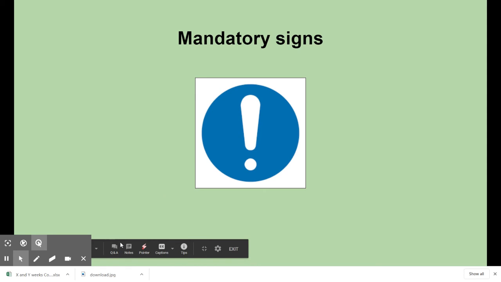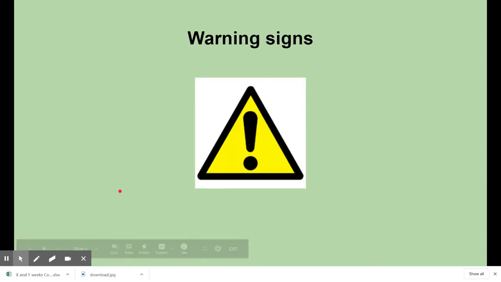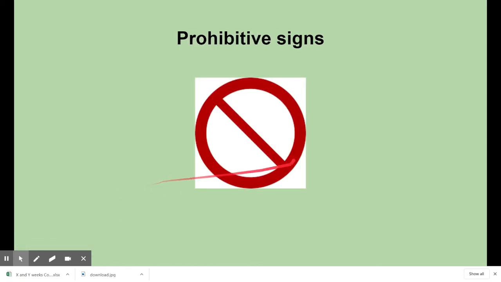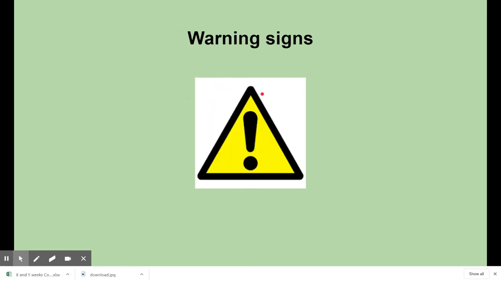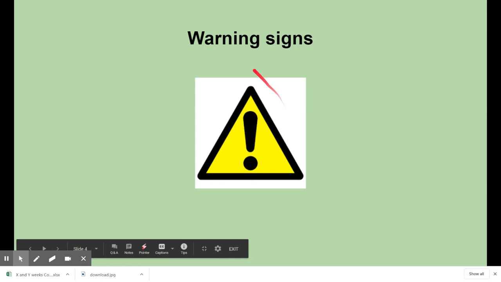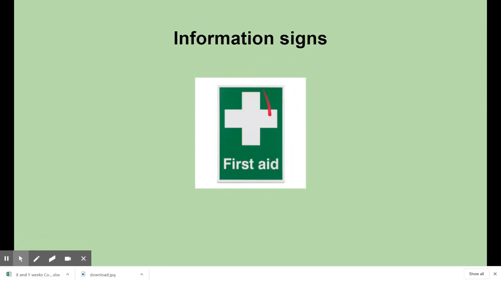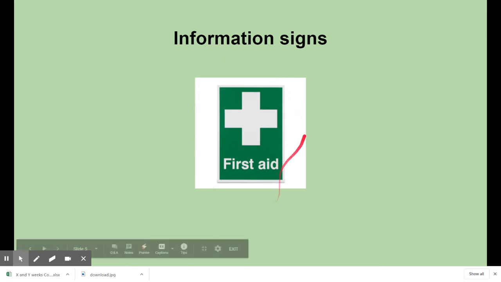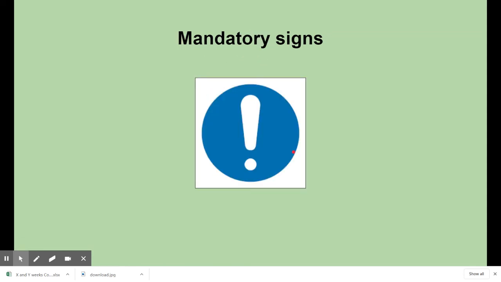So if we go back, prohibitive, red traffic light is stop. Yellow, warning. Warning is to slow down, as with a traffic light. Information sign, go. So if we think of a green on a traffic light, it means go. So you can set off and you can go to the first aid point.